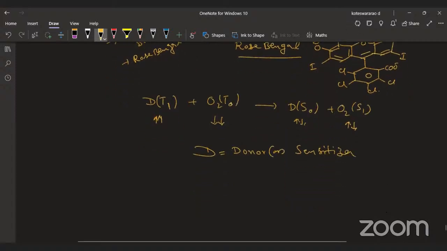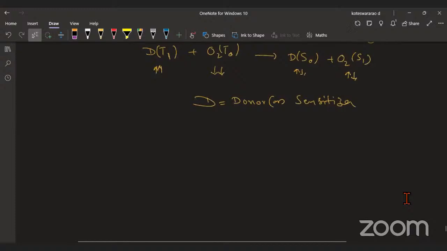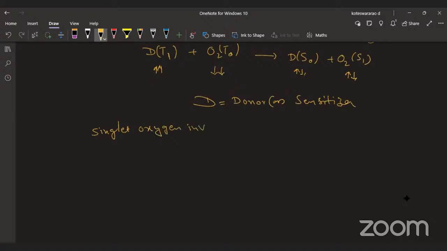A wide variety of substrates can be oxidized with singlet oxygen. The singlet oxygen involved reactions are as follows. First one is the ene reaction.